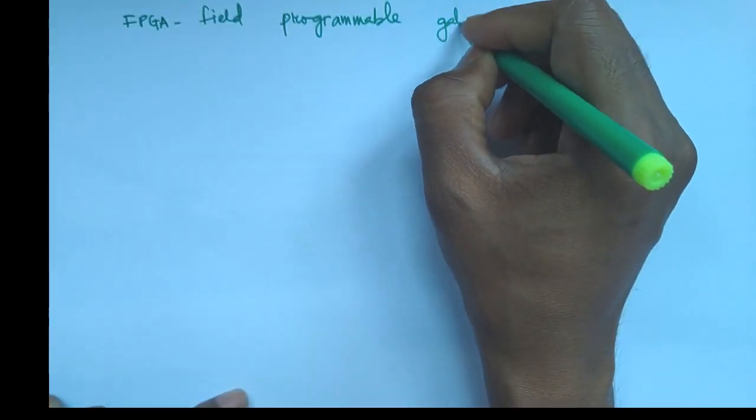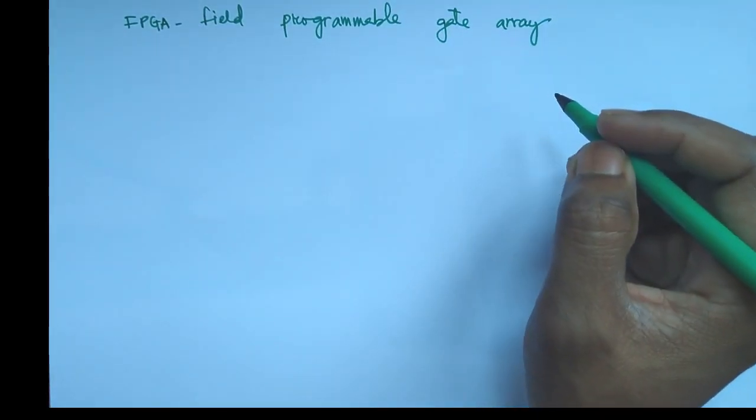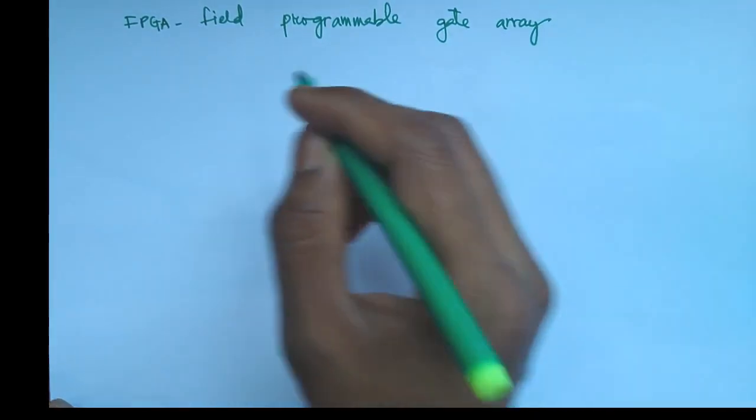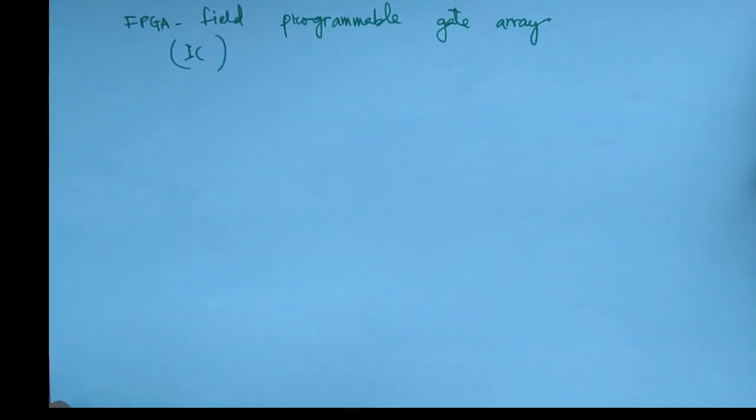Field Programmable Gate Array. It's an IC. It is basically an IC which consists of a multitude of blocks, very small blocks, which we call CLB.